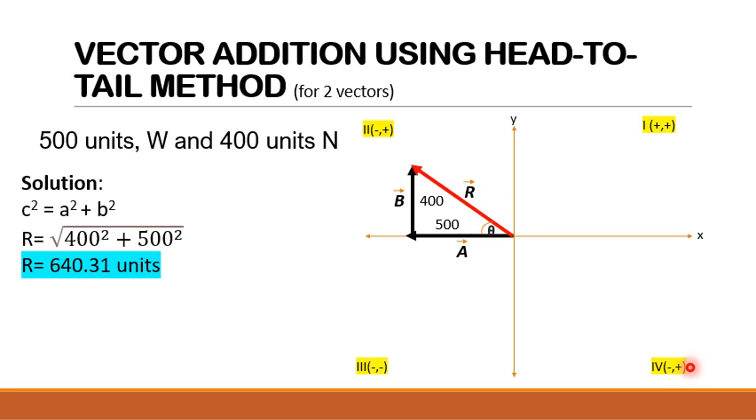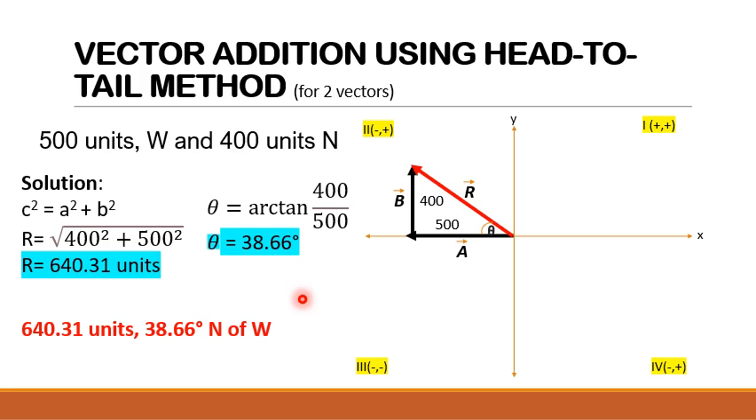Okay, so how do you compute for the R? You just have to square 400 and 500, square root the answer, and you will get 640.31 units. And the location, divide 400 by 500 and get the arc tangent. And the result is 38.66 degrees. So the final answer is 640.31 units, 38.66 or 39 degrees north of west.